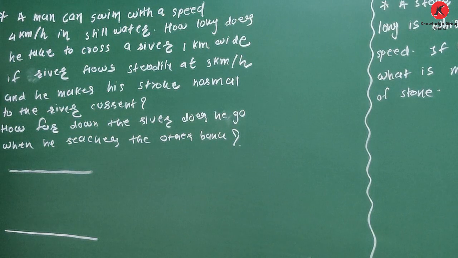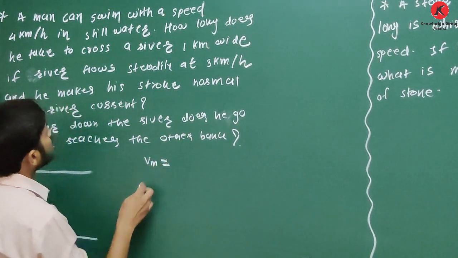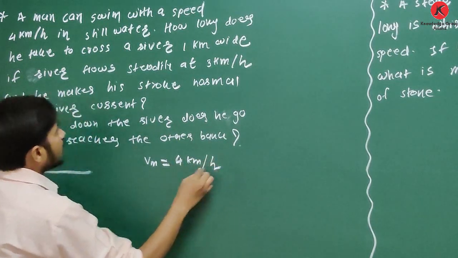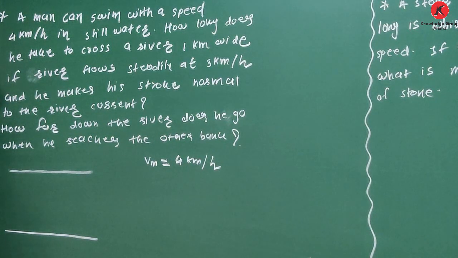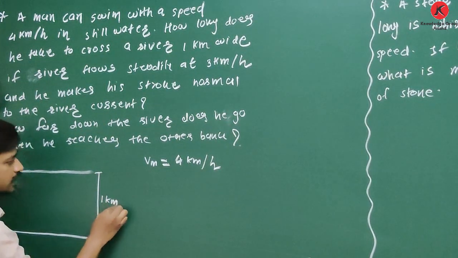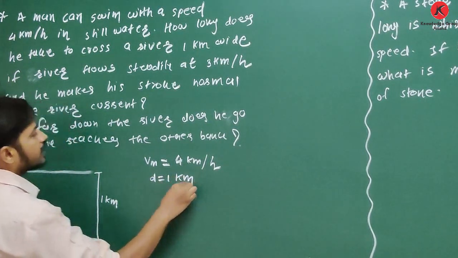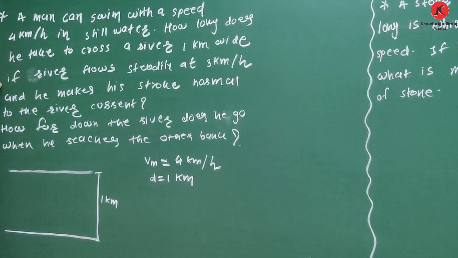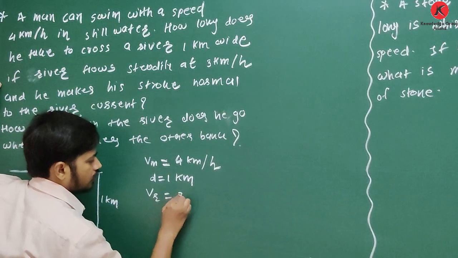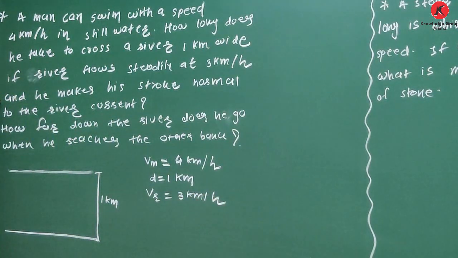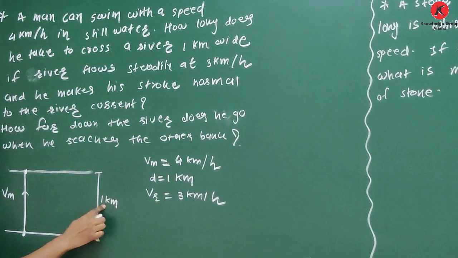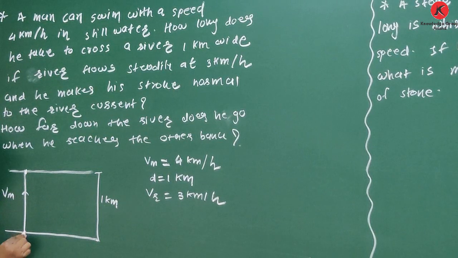So what is the speed of the man? Vm is equal to 4 km per hour. How long does he take to cross a river 1 km wide? This river is 1 km wide, meaning d is equal to 1 km. If the river flows steadily at 3 km per hour, Vr is equal to 3 km per hour, and he makes his stroke normal to the river current. It means the man is starting from here and moving in this direction with speed Vm. He is starting from this point, moving normal with speed Vm. Distance is 1 km. Then what is the time taken to reach from this point to this point?